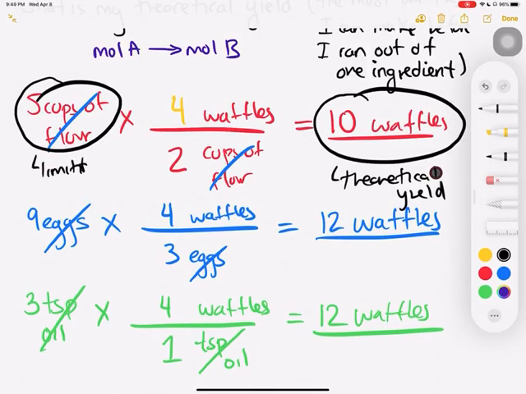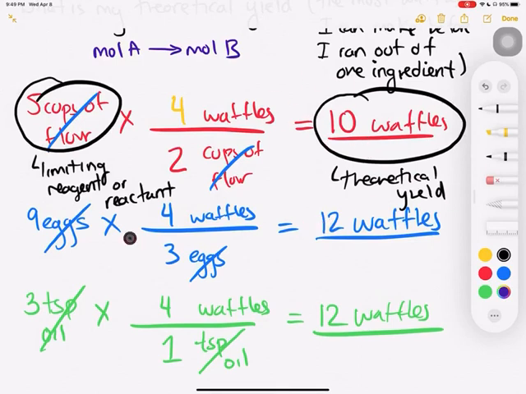Limiting reagent or reactant also. Those are two common names, right? Limiting reagent or limiting reactant. So the flour is the limiting reagent, and the theoretical yield is going to be 10 waffles. That's the highest amount of waffles that I can make.